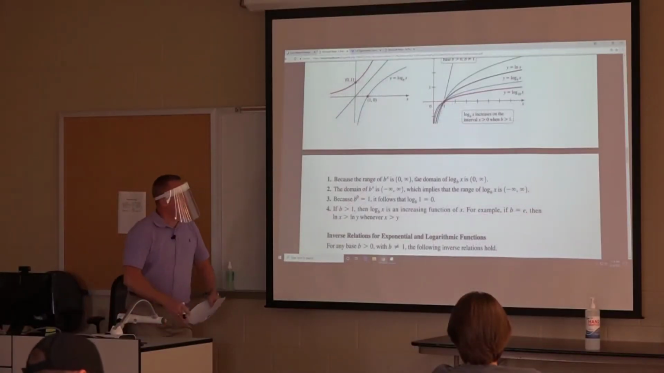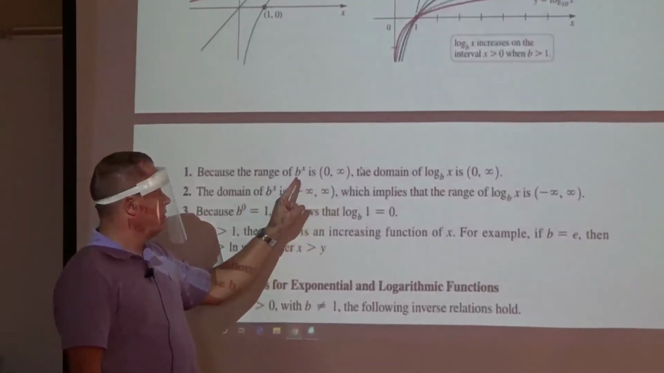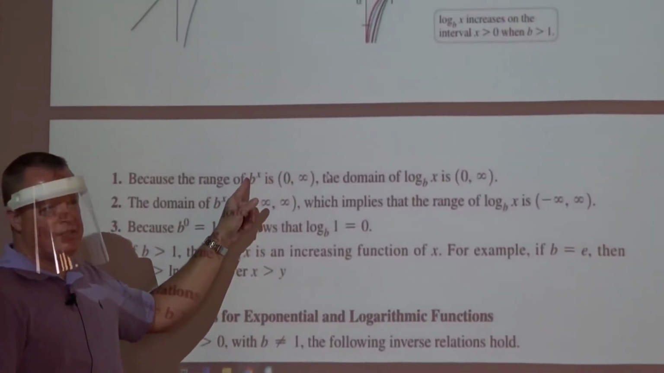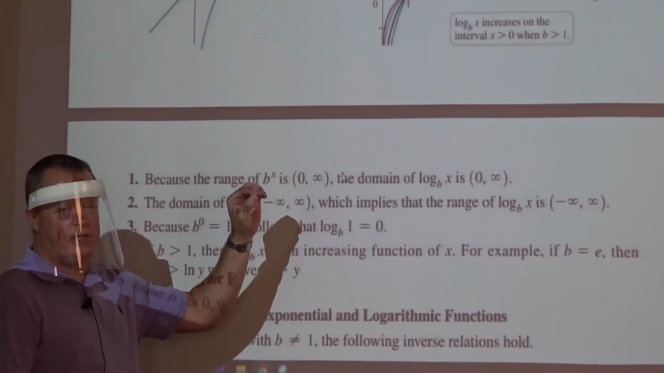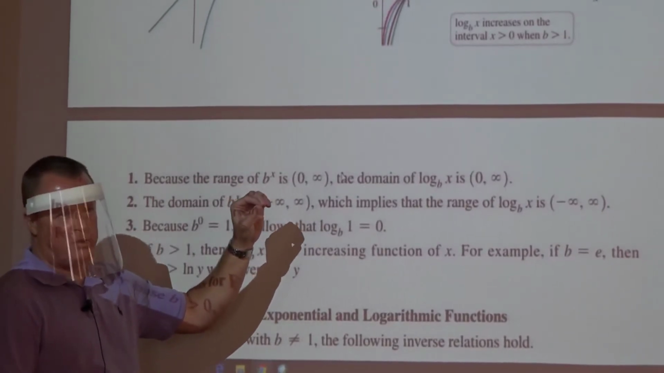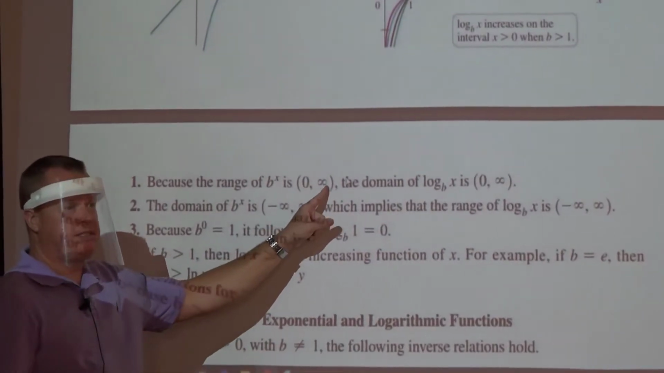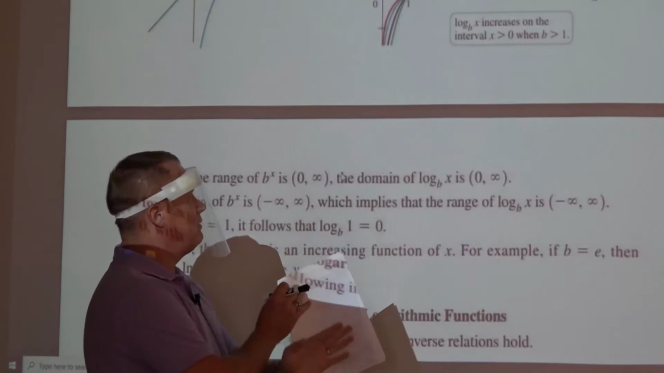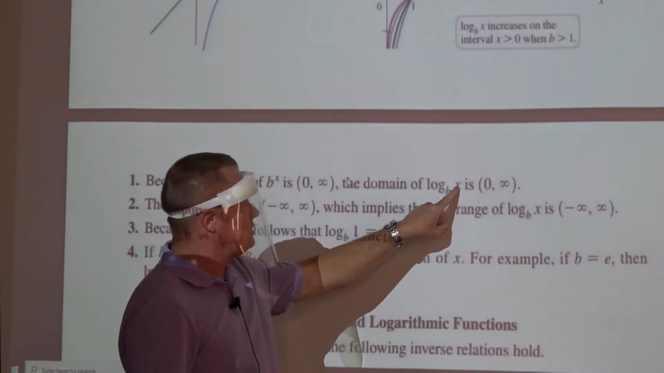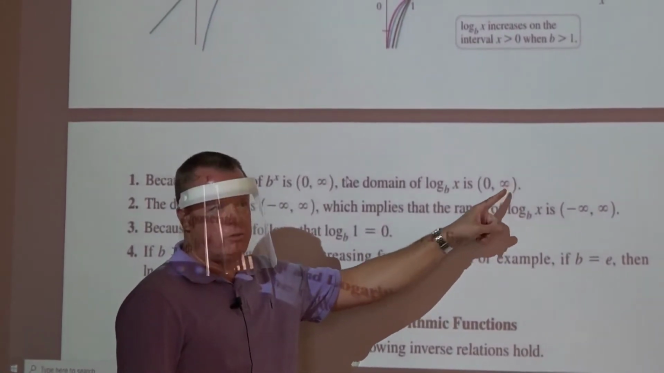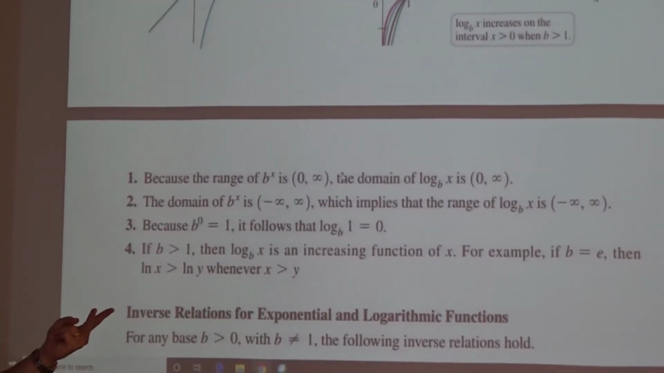So because the range of b to the x is 0 to infinity, not including 0, if you take an exponential function, whatever the base is, say it's 2 to the x, you cannot make 2 to the x power equal 0 or a negative, no matter what you plug in for x. So the range will be everything above 0, but not 0, up to positive infinity. That means when you do the inverse, the log function, the domain, x, can only be from 0 to infinity as well. So you cannot take the log of 0, you cannot take the log of a negative number because of that reason. Okay?